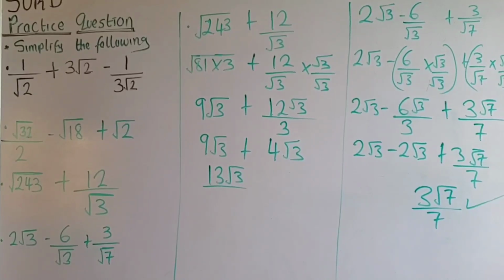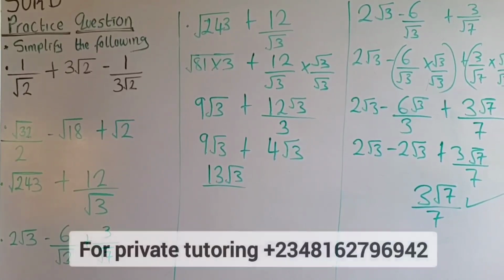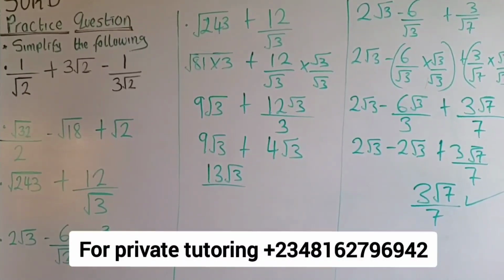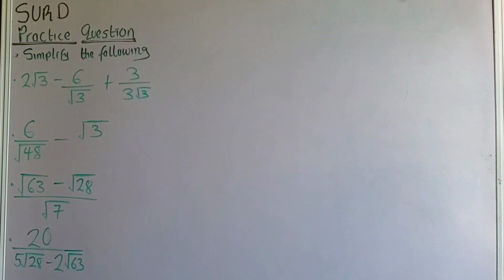Okay, so let's do a recap of what we learned in this class. If you're asked to simplify a surd question that contains an irrational part at the denominator, the best way to do that is to first rationalize the fraction. Are you getting it? Okay, let's consider the following question on surd. We are asked to simplify 2 root 3 minus 6 over root 3 plus 3 over root 3. How do you simplify this surd?